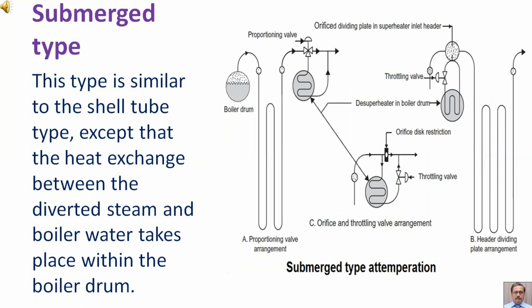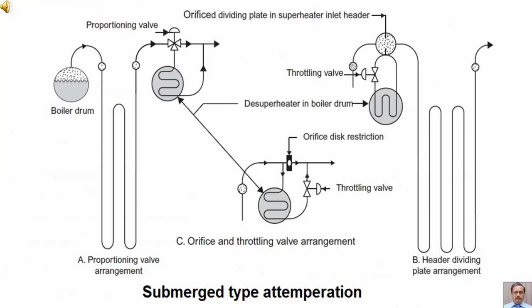Submerged type. This type is similar to the shell tube type, except that the heat exchange between the diverted steam and boiler water takes place within the boiler drum. This is the diagram which we have discussed in previous slide, but little bigger in size for your convenience.